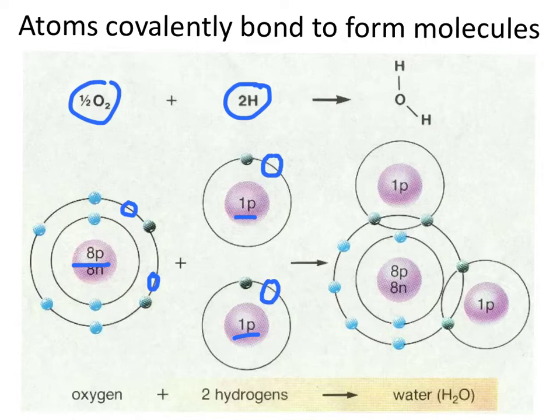So here the atoms have combined and started to share electrons. You can see the hydrogen shared one of its electrons with the oxygen, and the oxygen shared one of its electrons with the hydrogen, and same over here.